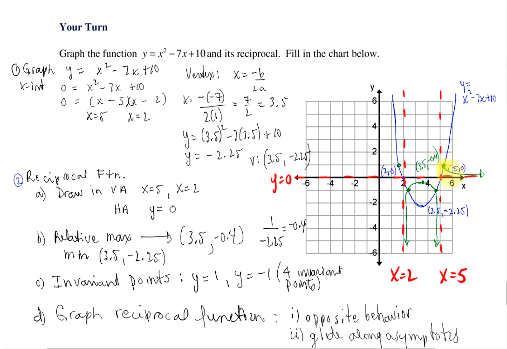If you take a look at the points for y which are on the left of our invariant point, they're very small values for y, so opposite behavior means that on our reciprocal graph, our y values will get increasingly bigger and bigger. Okay, and we have the same thing going on the other side of our left vertical asymptote. So we glide along the horizontal asymptote and glide along the vertical asymptote. And there is your reciprocal function. y equals 1 over x squared minus 7x plus 10.